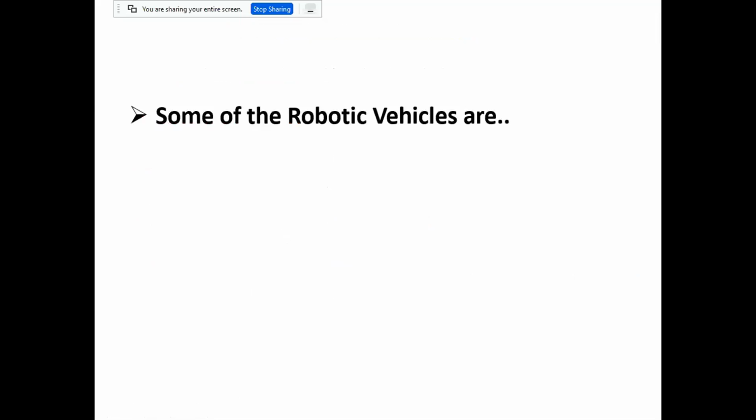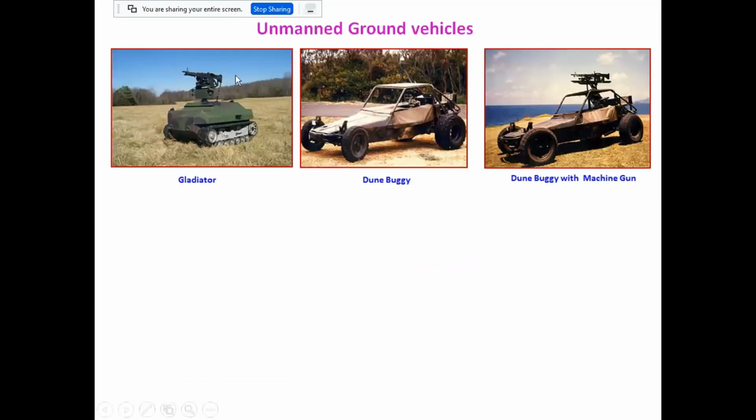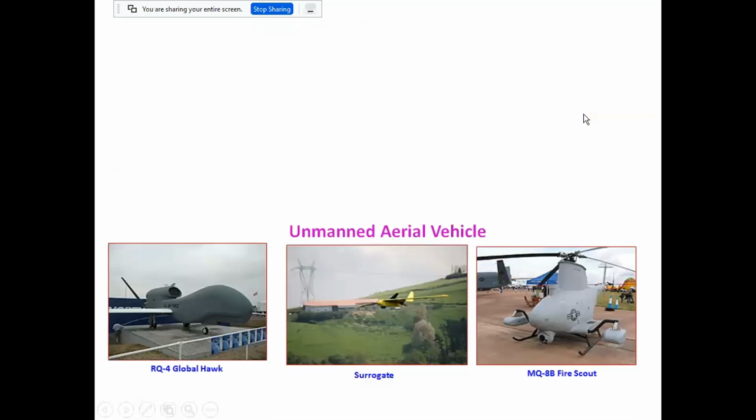Now, quickly, I'll show you some of the robotic automated vehicles. Friends, these are unmanned ground vehicles, which will move on the ground. You will see here the Gladiator, a dune buggy with a machine gun. These are used for defense. Unmanned aerial vehicles, you will see for high altitude, the RQ-4 Global Hawk.